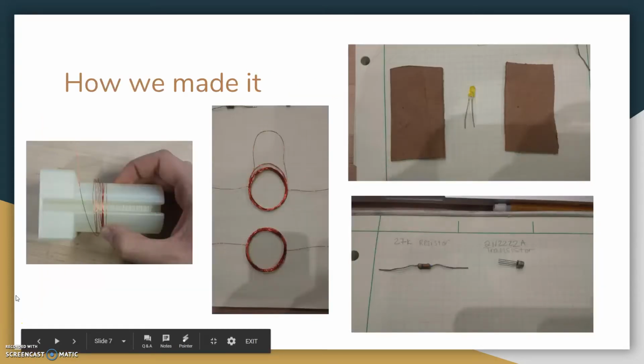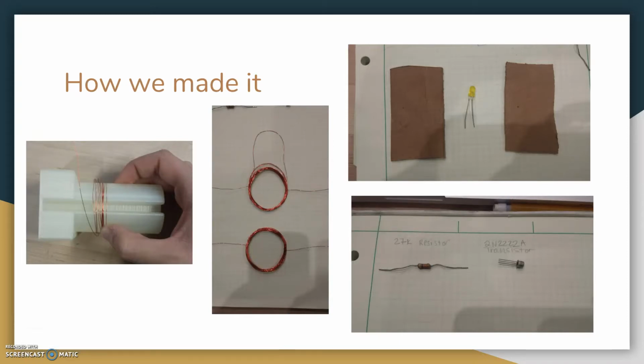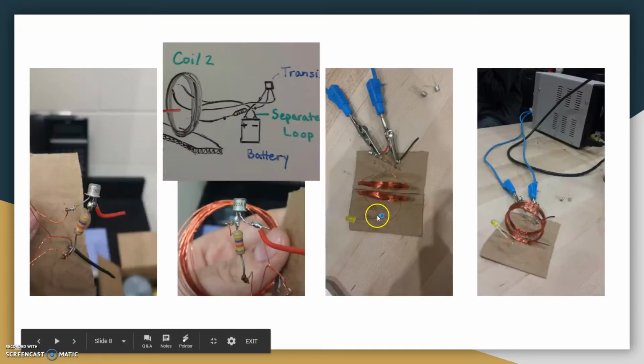The materials needed are 25-gauge enamel copper wire, a 27K resistor, a 2N2222A transistor, an LED light, tape, hot glue, and a 9-volt battery. First, we wrapped copper wire around a cylindrical-shaped object 30 times, leaving two ends free. Then we wrapped copper wire around 15 times, pulled out a loop, and then 15 more times. Next, we soldered the wire ends as seen in the figure.